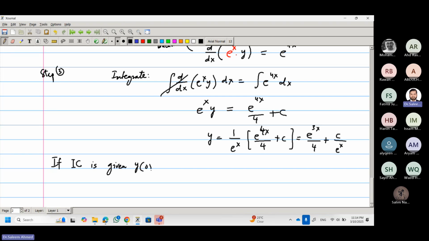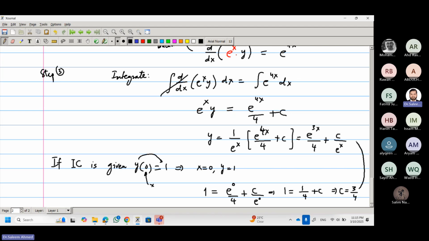For example, y at 0 is equal to 1, let's say. Then you will use this x is 0 and y is 1. So if you use this, y is 1, e to the power 0, x is 0, plus c, e to the power 0 is 1. So you get 1 is equal to 1 by 4 plus c. From here, your c becomes 1 minus 1 by 4, which is 3 by 4.